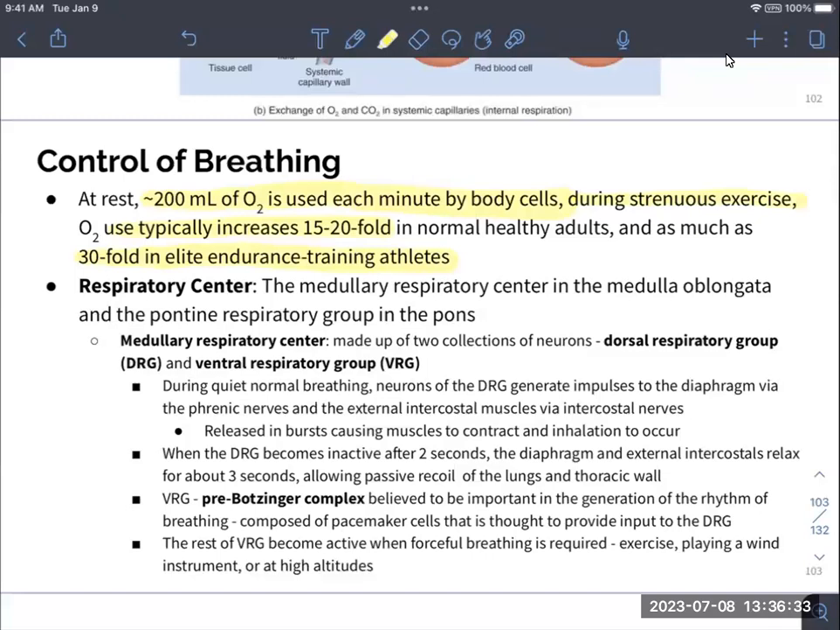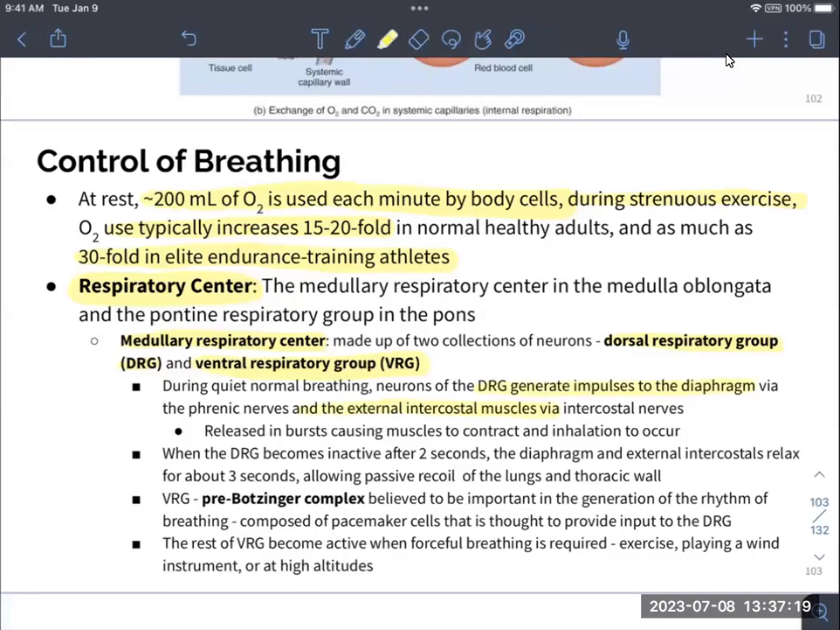So there's different areas in the brain that are going to play roles in this respiratory center. We have this medullary respiratory center. And then we also have the pontine respiratory group in the pons. They're named for what part of the brain stem they are in. So in this medullary respiratory center, we have this dorsal respiratory group and this ventral respiratory group. During normal breathing, that dorsal respiratory group is what will move that diaphragm and those external intercostal muscles.